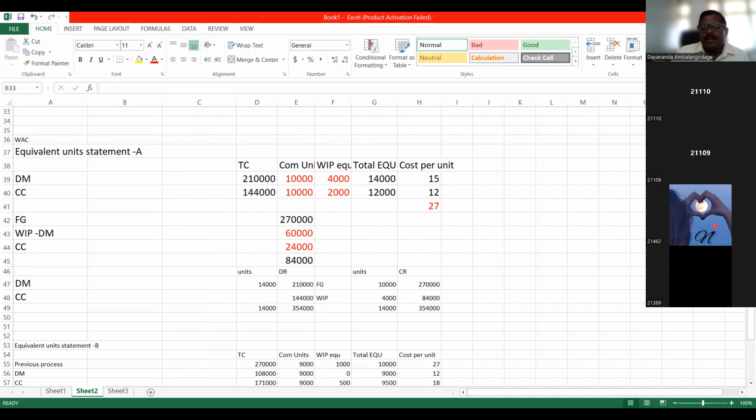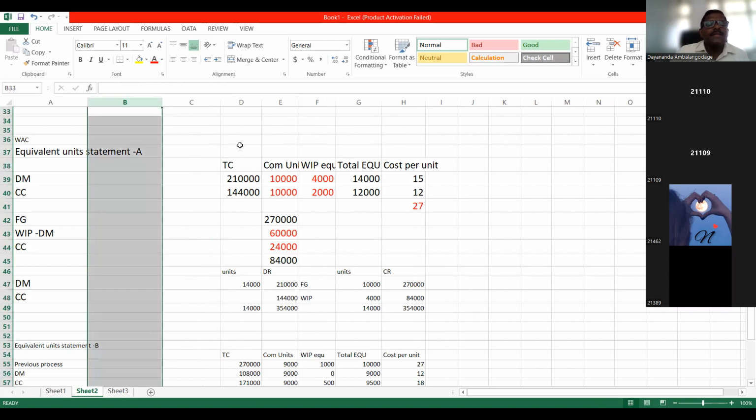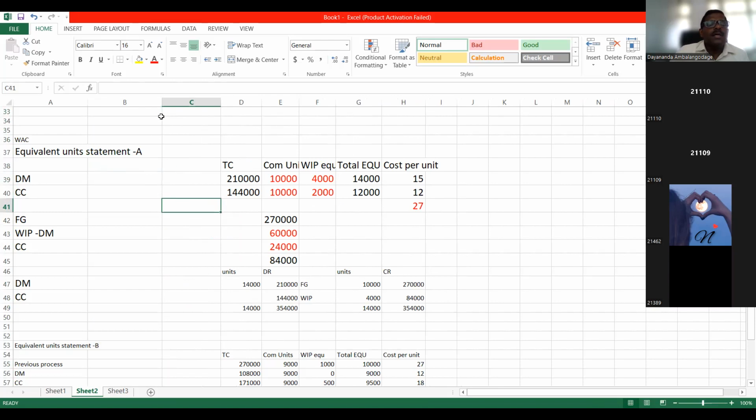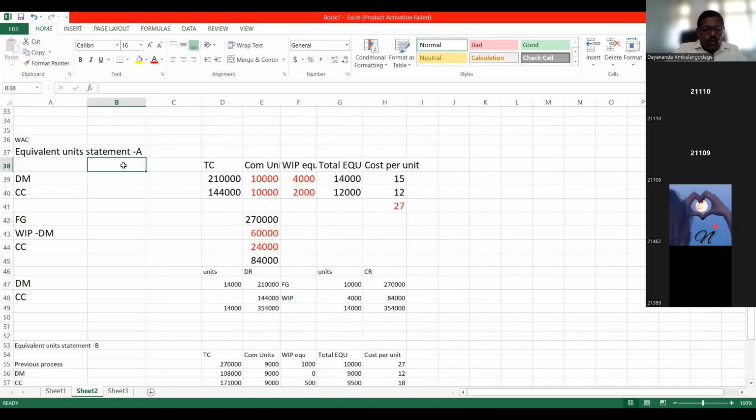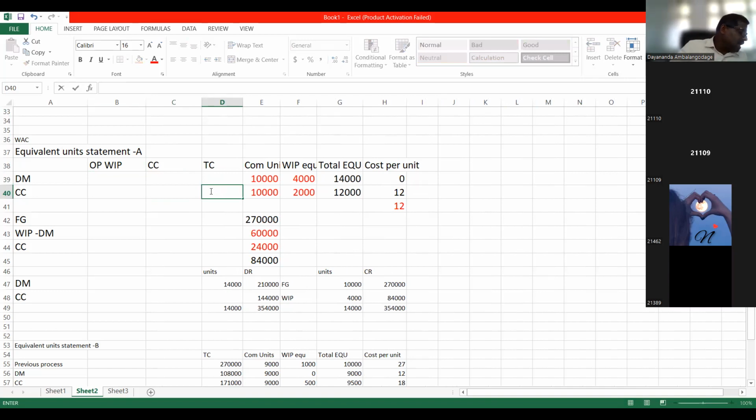So I just want to highlight that matter with you. So what I'm going to do here is I am now adding two columns, right? Just for understanding, this is the opening WIP cost, and this is the current cost incurred in this period, and now total cost. Okay, so if you look at the example, opening WIP, you have 6,000 units, with costing for material 72 and conversion.